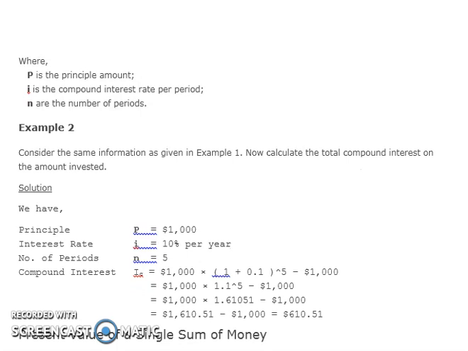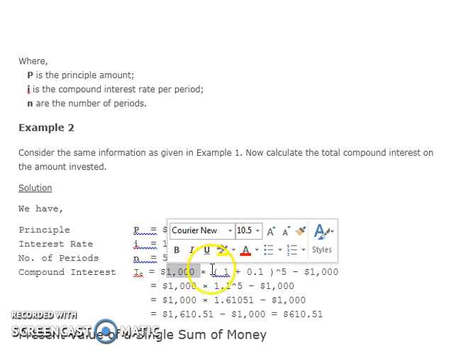Consider the same information as given in example 1. Now you are required to calculate the compound interest on the amount invested. For example, you have invested $1,000 at the first time, and the rate of interest, represented by i, is 10% per year. The number of periods, meaning total time, equals 5. Now the compound interest equals, according to the formula, P, the principal, multiplied by (1 plus i) to the power n, which is 5, minus 1000.